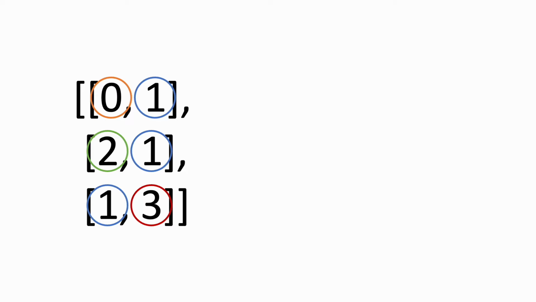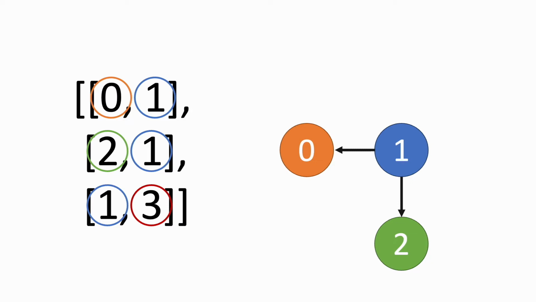a graph. The first pair can be represented like this, where the nodes are the courses and the directed edge from node 1 to 0 indicates that course 1 must be taken before course 0. The second pair can then be represented with an edge from node 1 to node 2, and the last pair is an edge from node 3 to node 1.